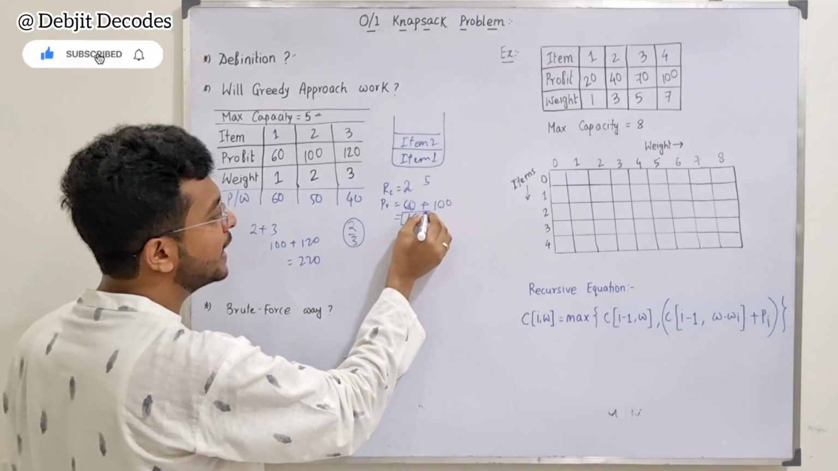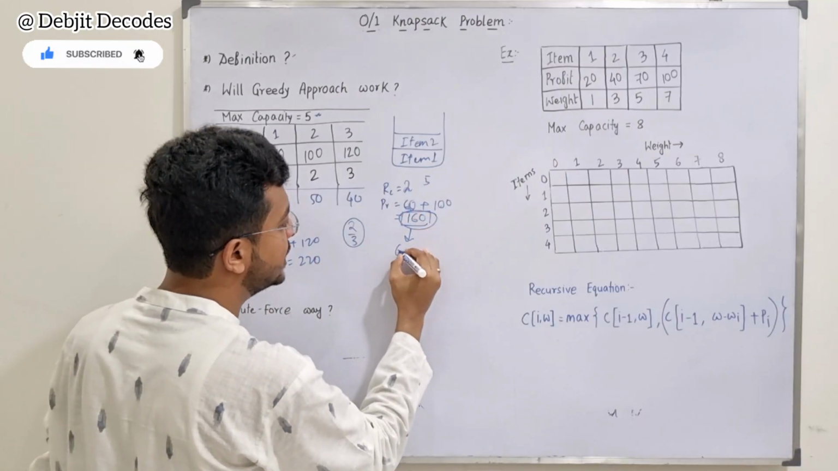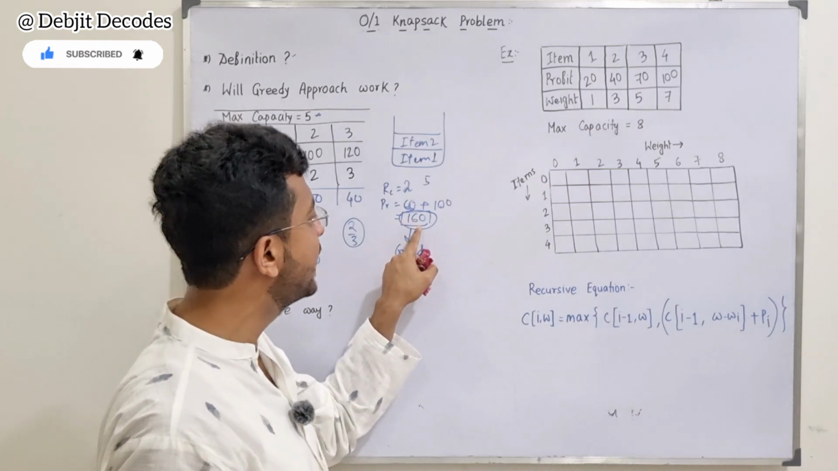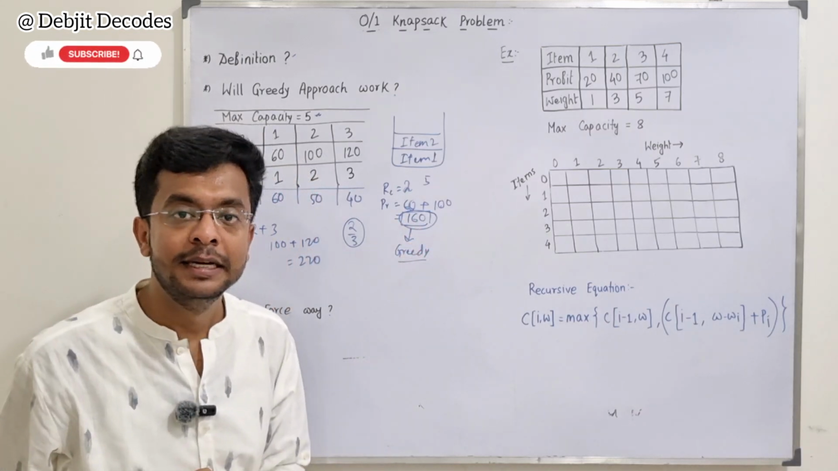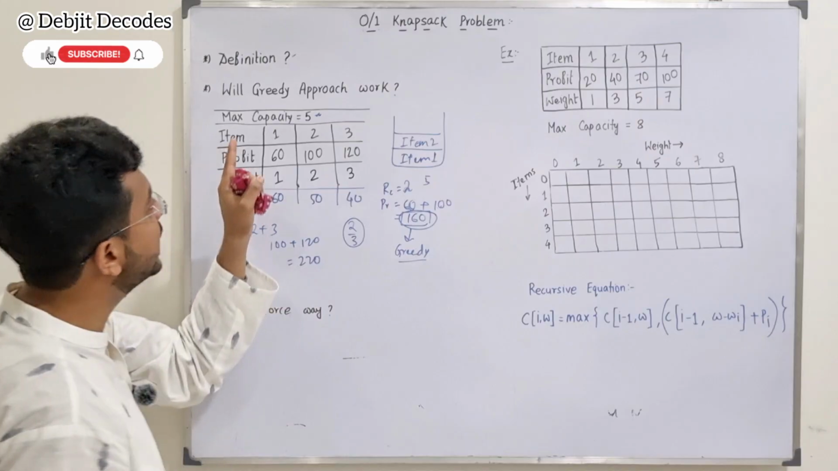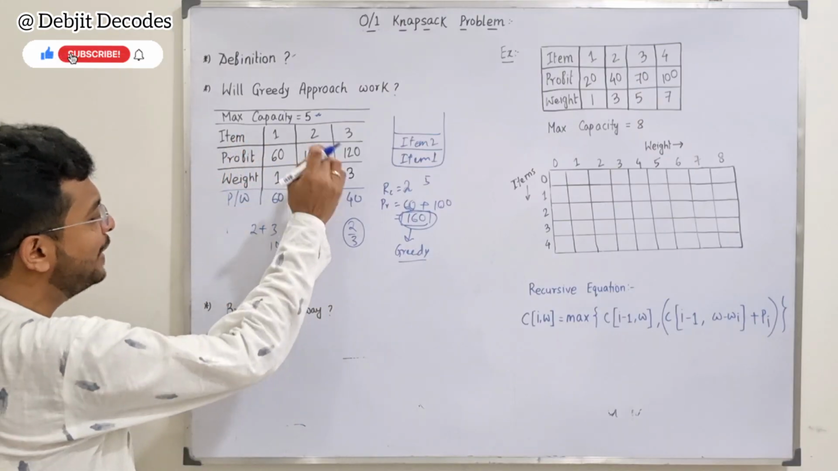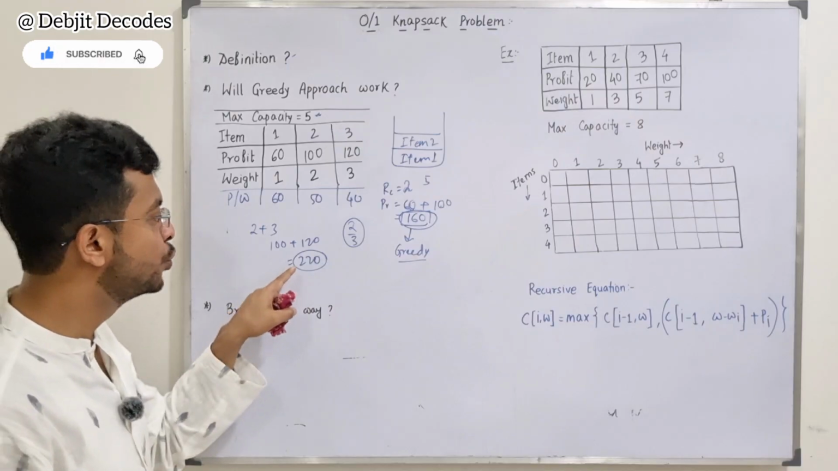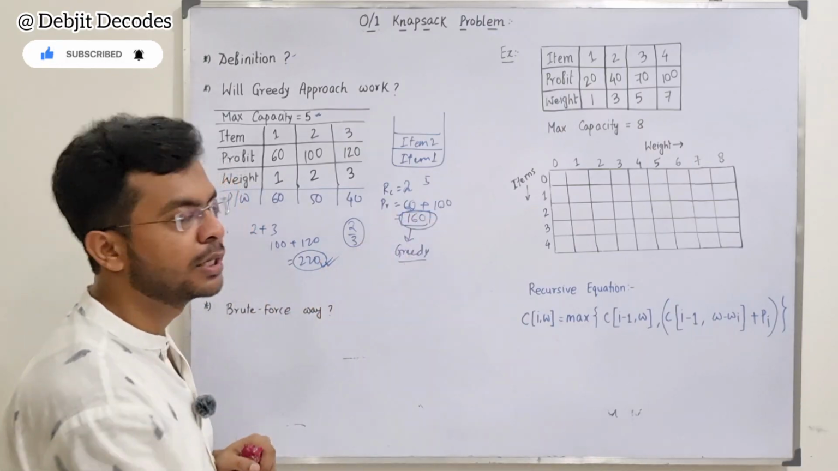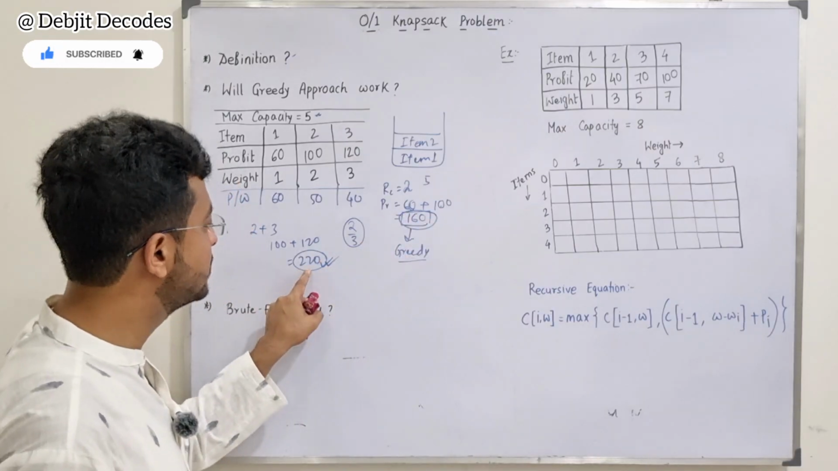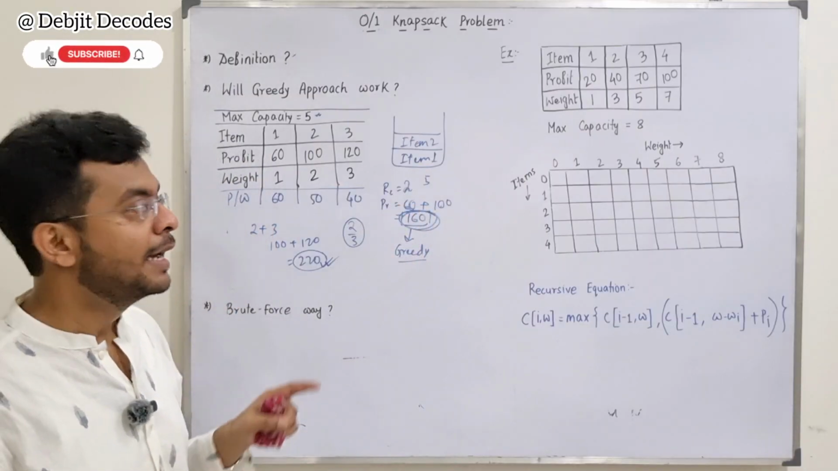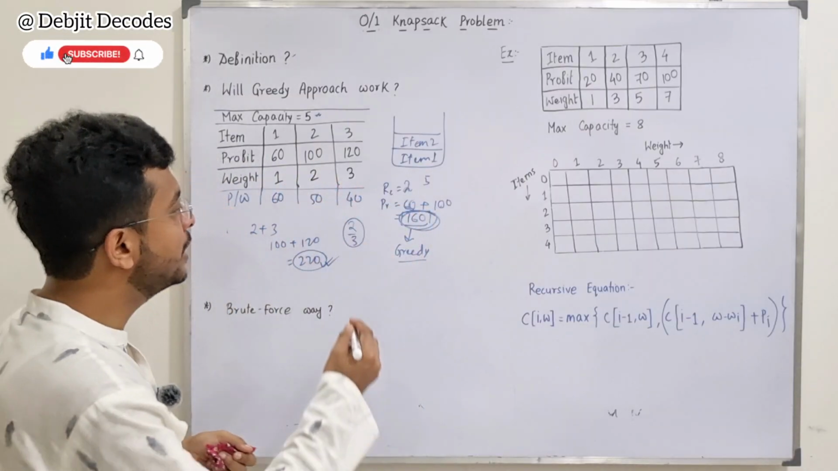So if we follow the greedy approach, the profit we get is 160. But if you check with the normal naked eye, you can simply see that the profit should have been 220. This should have been the optimized solution, but we are getting much less, right? Now if it was fractional knapsack, then what would you have done?